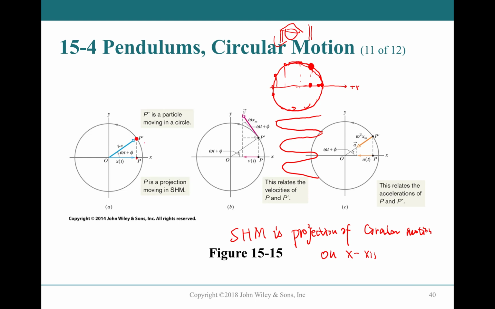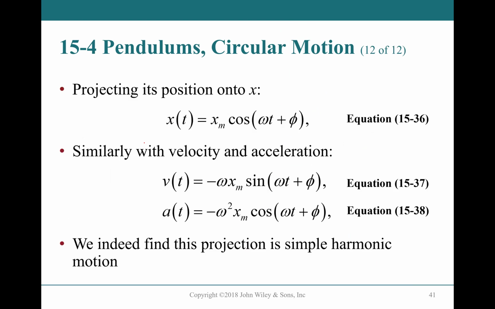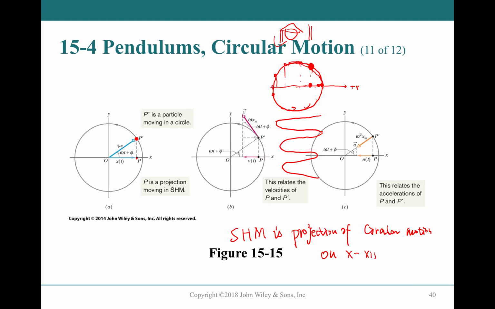The projection will trace out a sine or cosine function. That's why we can relate circular motion to simple harmonic motion. So if you have the projection, what you are going to do is use the cosine of the angle. So take a look at this.